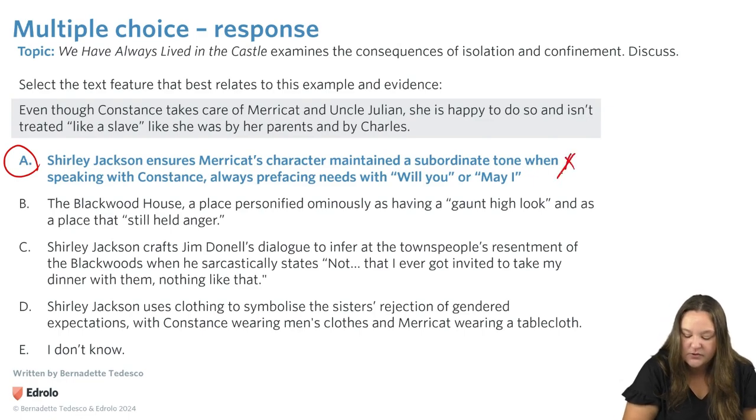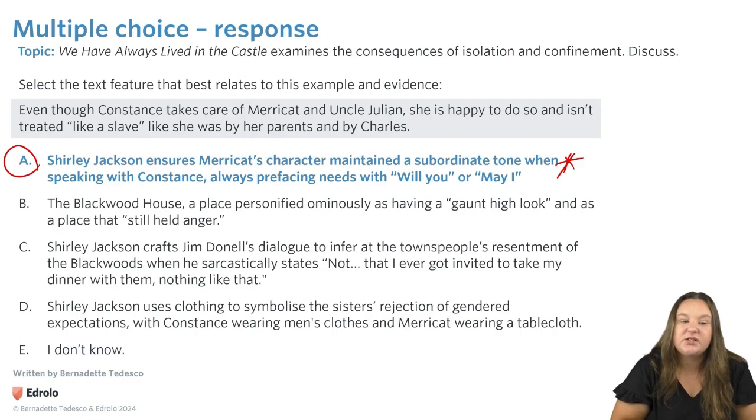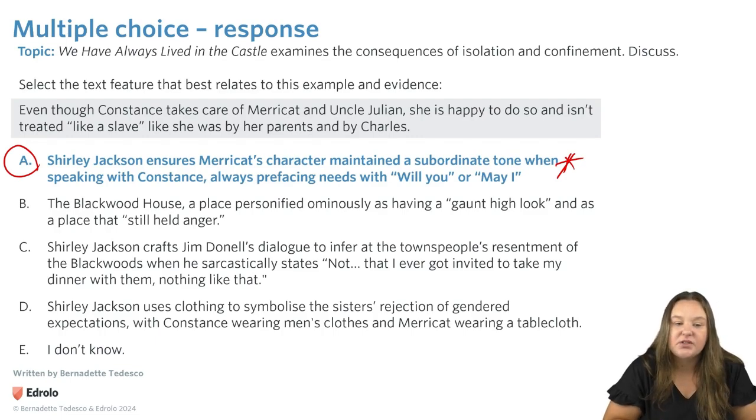And this is the most relevant because some might say that she still has to take care of Mary Cat and Uncle Julian, and so that's a little bit like she was treated like a slave. However, she chooses. There's a difference between being forced to and choosing to, and so she chooses to take care of Mary Cat, and Mary Cat is very aware of the gift that Constance is giving her.